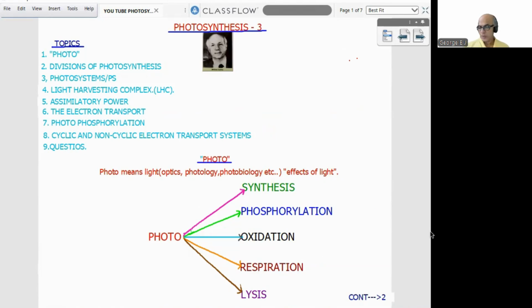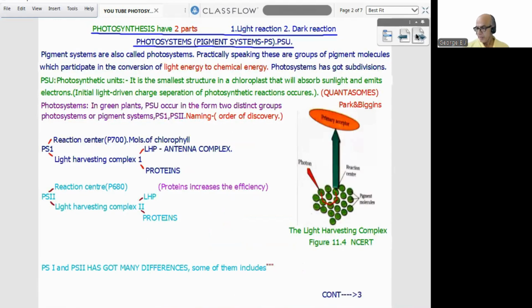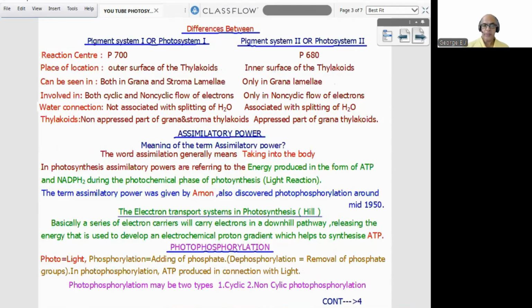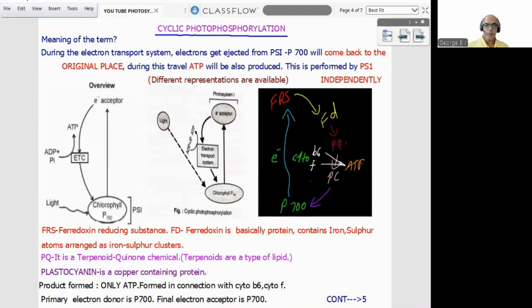And PS1 and PS2 have many differences. That list has been given there, differences between pigment system 1 and pigment system 2. Many we can observe in cyclic and non-cyclic photophosphorylation also. Then we passed into assimilatory power, its meaning, and the term given by Arnon. Arnon also discussed photophosphorylation. Then ETC in photosynthesis connected with the Hill reaction, of which photophosphorylation has 2 types, cyclic and non-cyclic, and their pathway, and what all products will be formed in cyclic, and what all will be formed in non-cyclic.